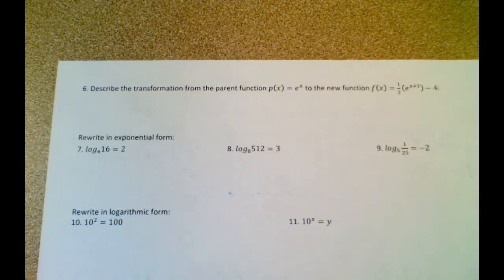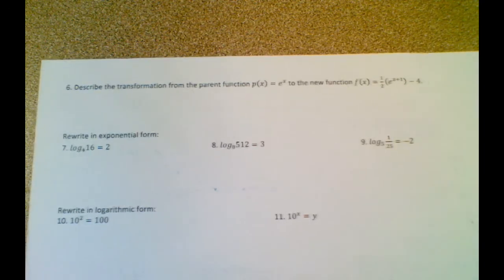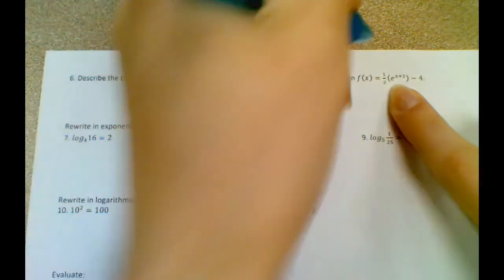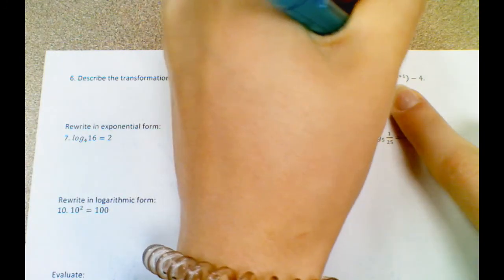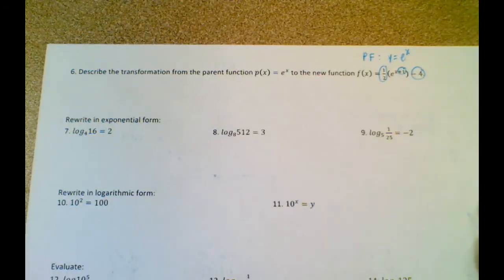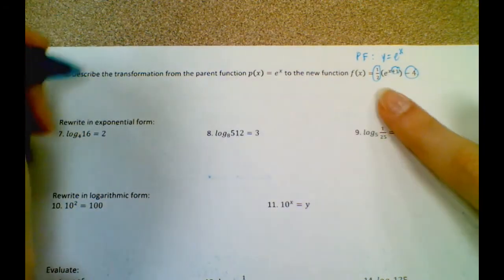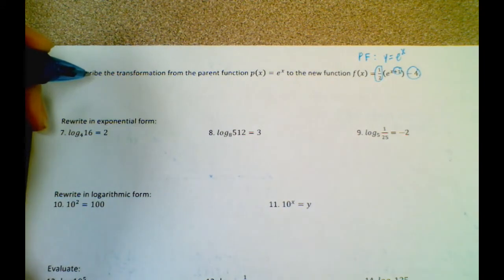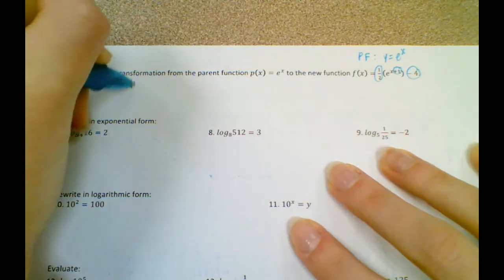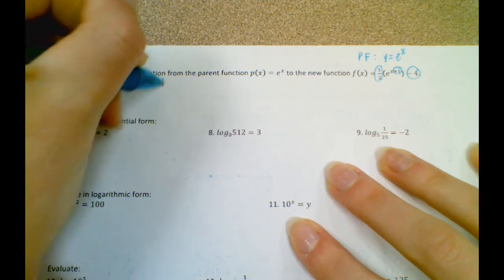All right. It says describe the transformation from the parent function to the new function. Oh, we're going over transformations real quick. Okay, so your parent function would be y equals e to the x power. So we have 1, 2, 3 extra things in there, okay? So that means we have 3 transformations going on. So this 1/2, what does that tell you? That tells us that we have a vertical shrink by 1/2.